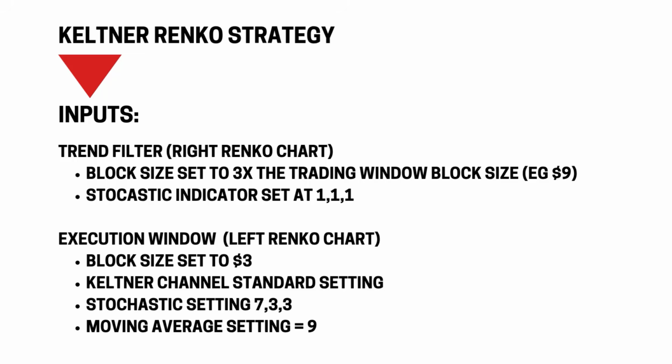Play around with the different block sizes for the S&P, see what sort of results you get. I wanted a strategy that produced maybe 1-2 trades a day, and then times that by a year, that captured really strong trends and can give you some good results. So it's a slightly slower strategy if you have a higher block size. Then we've just got the Keltner channel as a standard setting, the stochastic at 733, and a moving average at 9.